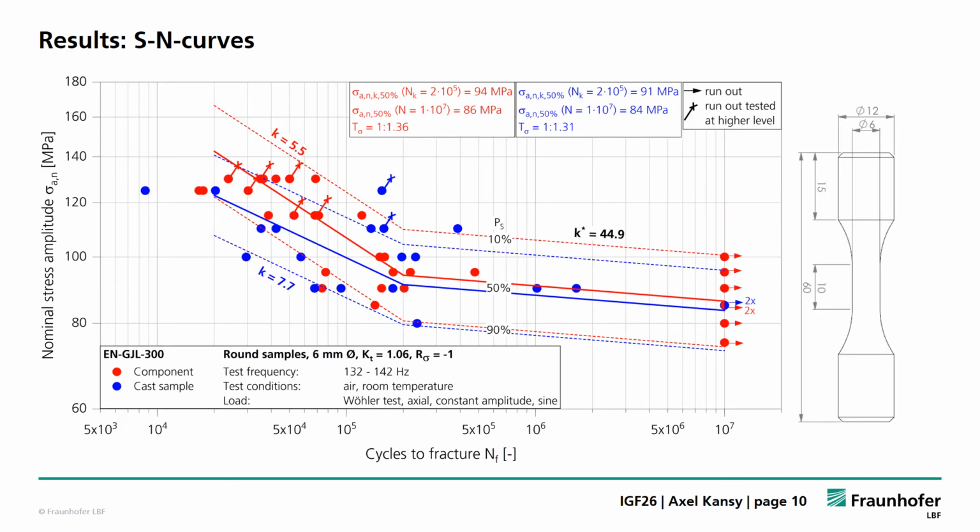In this diagram we see the S-N curves of the small specimens. Again, both curves are running very parallel, and also the fatigue strength at the knee point and at 10 million cycles are very similar to each other. In comparison to the larger samples, the scatter ratio is increased.